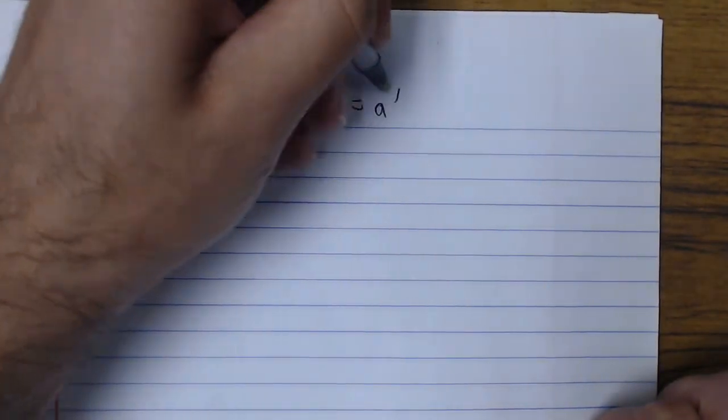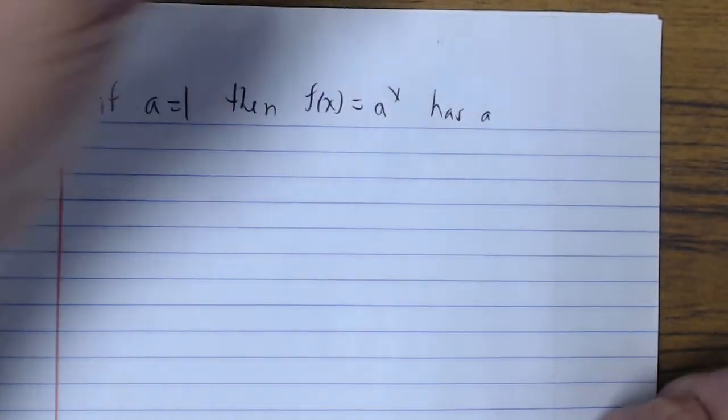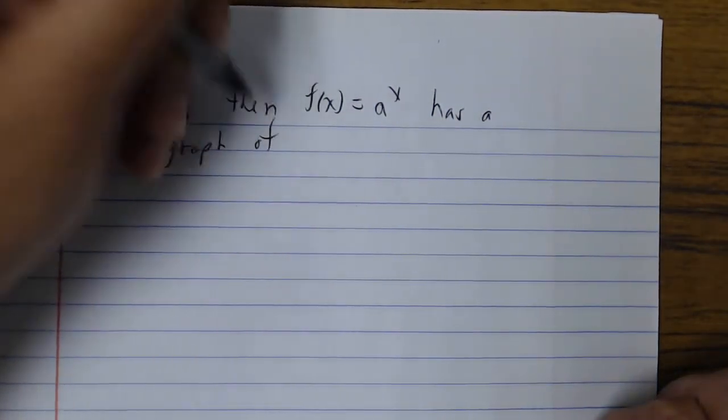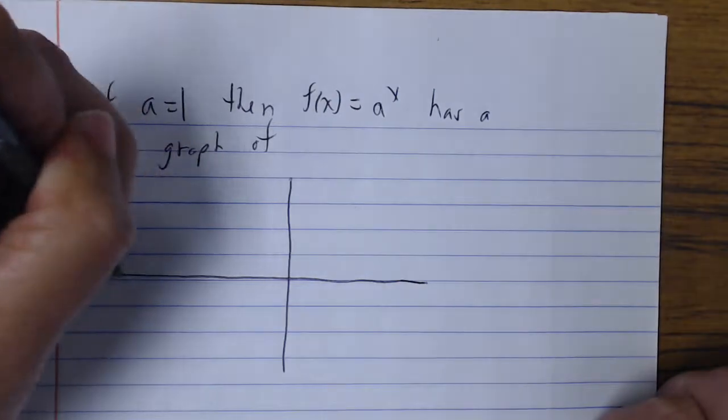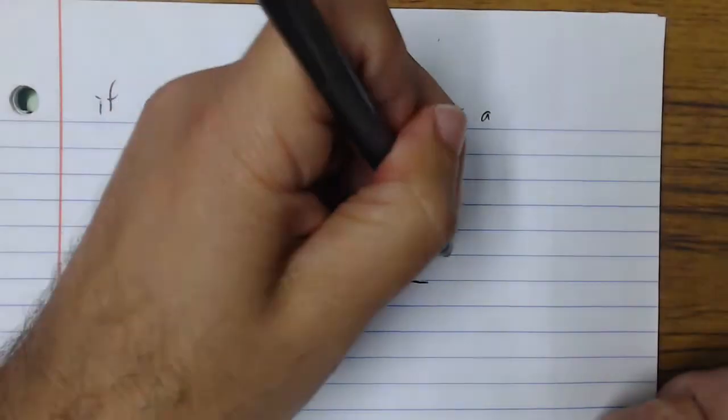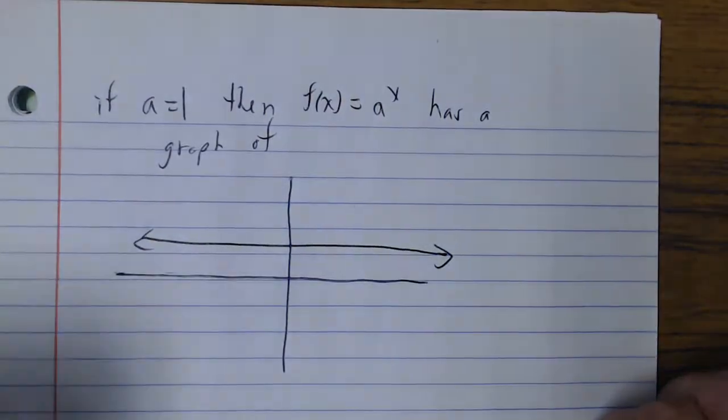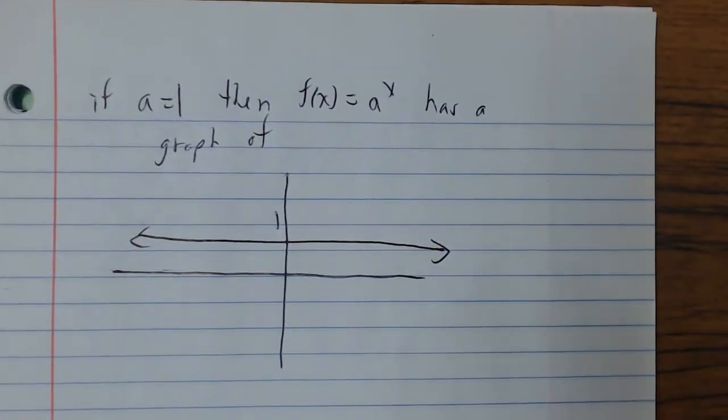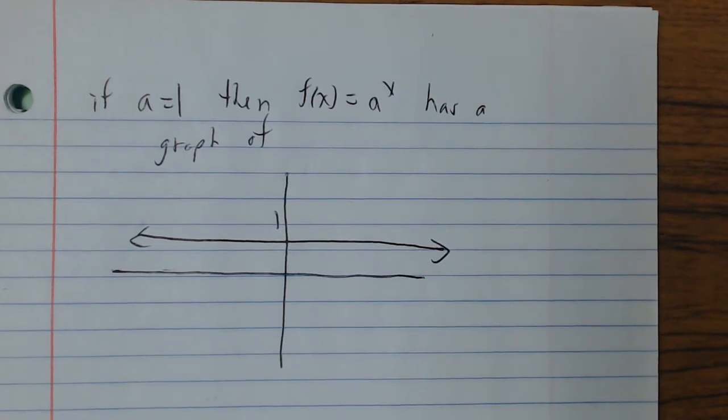And then the last case is if a equals 1, and this is where we get the not so interesting case. Then f of x equals a to the power of x has a graph that's literally just a horizontal line through y equals 1. So those are the cases that we're going to experience when we talk about exponential functions. Before we go on and do some examples, let's talk about the laws of exponents.